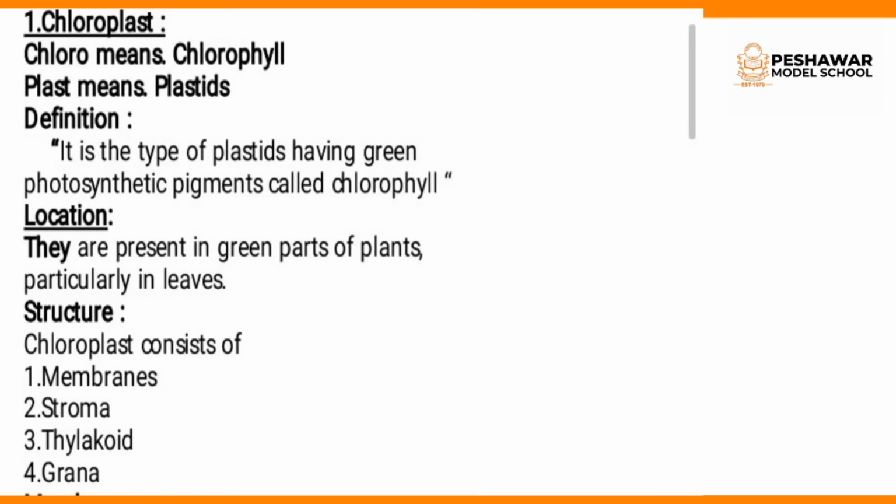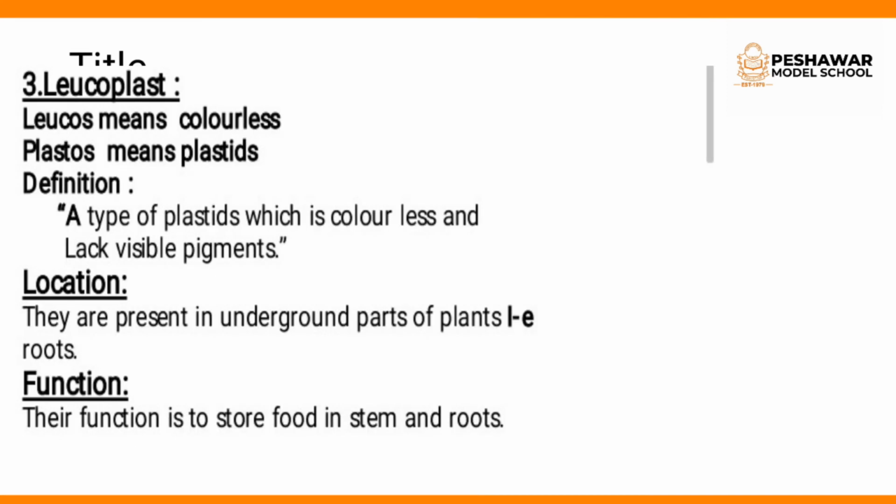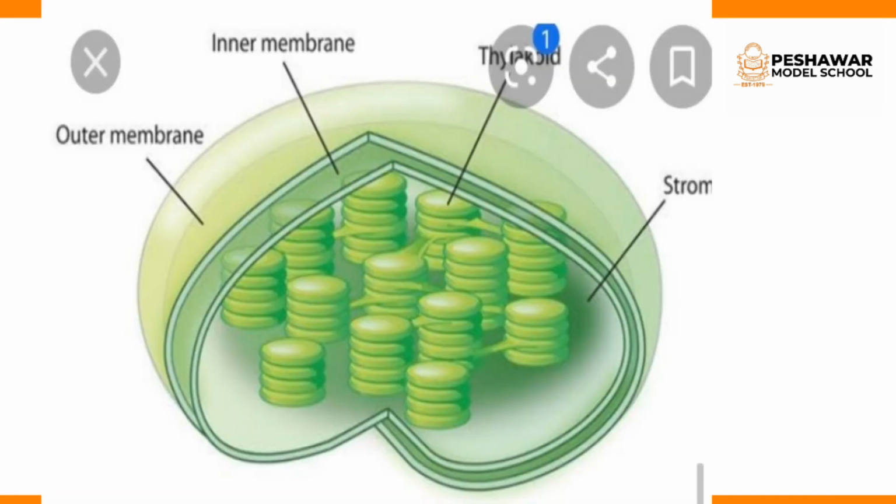The chloroplasts are the type of plastids having green photosynthetic pigments called chlorophyll. They are present in the green parts. That's why they help in the process of photosynthesis. The chloroplast consists of four parts: the membrane, stroma, thylakoid, and grana. You can see in the diagram here the structure of the chloroplast.